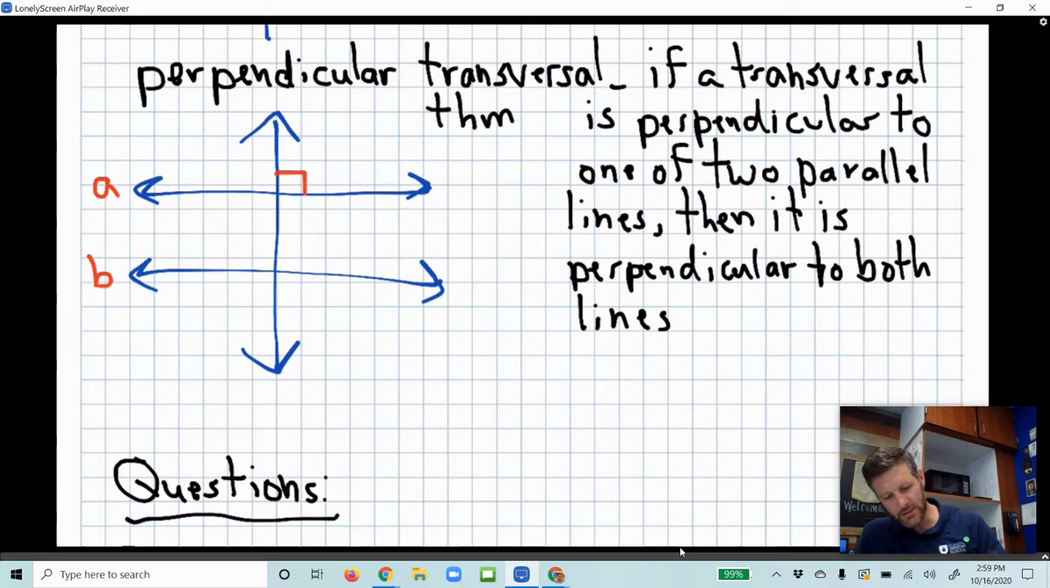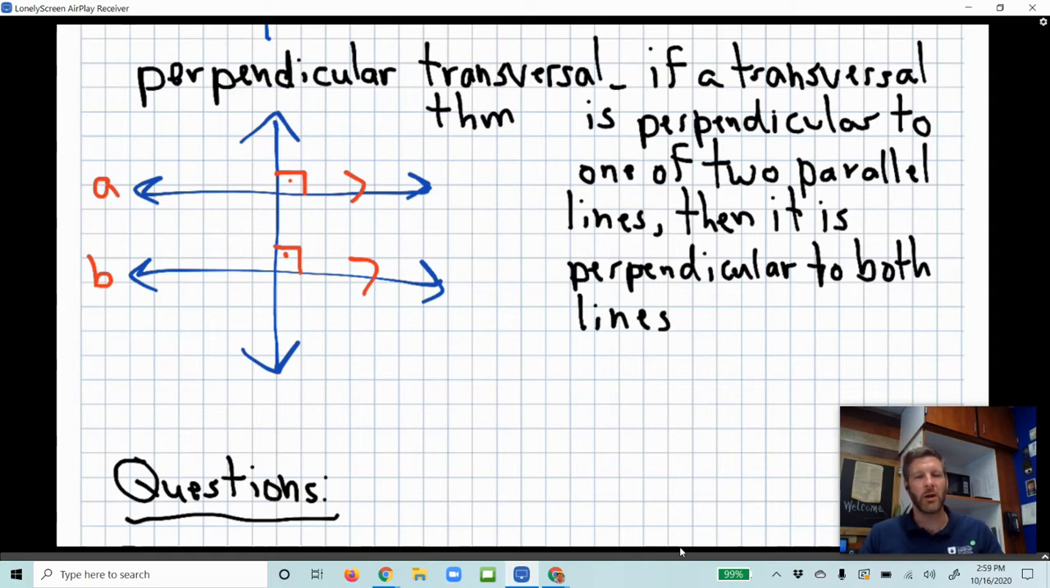It says if it is perpendicular to one of those lines and the two lines are parallel, so I know that A and B are parallel, do I know that this intersection here is for sure 90 degrees? Based on what we've talked about, we do. We said that if two parallel lines are hit with a transversal, then this angle here, which is the corresponding angle to the one above it, those have to be the same. So if I know that the top one is a right angle, then I know that this one has to be the same amount, also a right angle.